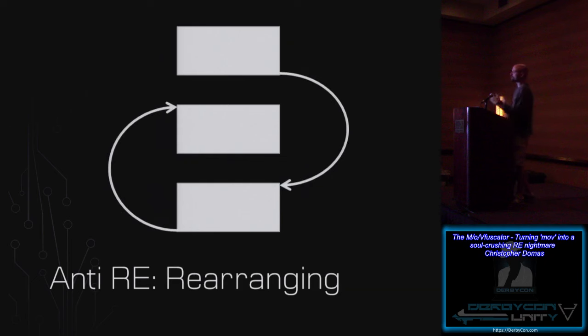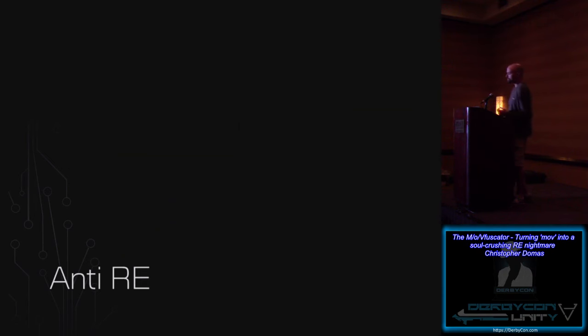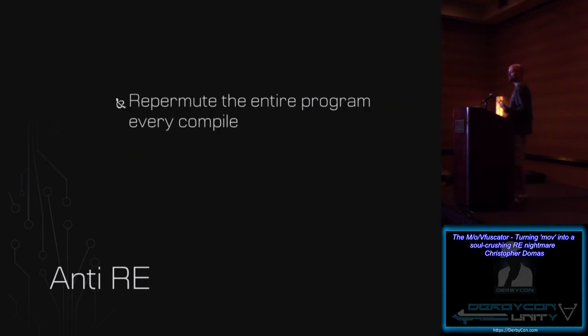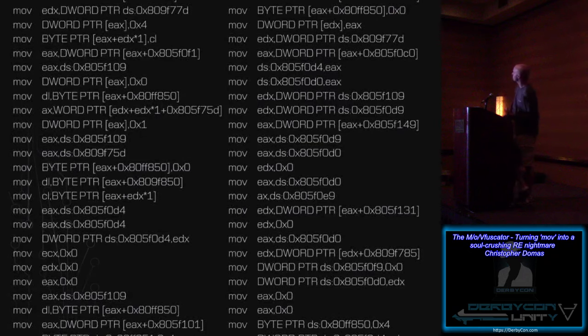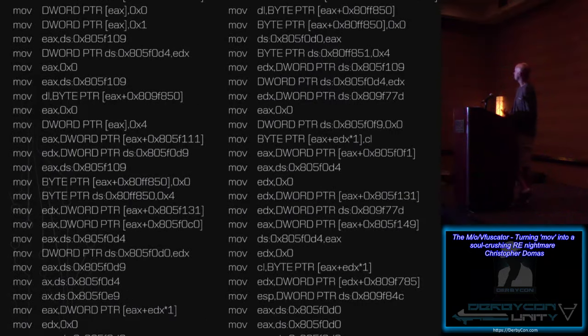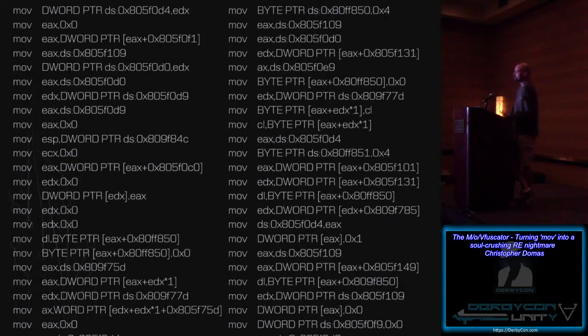And then you can even rearrange the basic blocks in a lot of situations because they often operate independently of one another. So it becomes kind of a reverse engineering nightmare when you can repermute the entire program every time you compile it. And it's especially effective in the move world because all the instructions look the same already. So you'll compile something one time and it'll look like this, compile the exact same thing and it'll look like this, and compile it again and it'll look like this. It's just a nightmare to sift through.